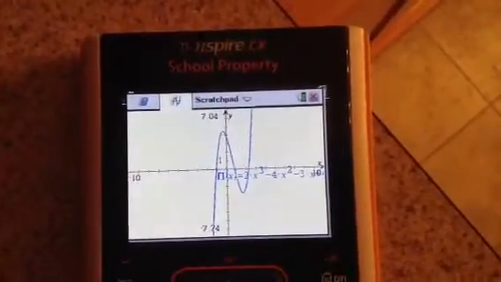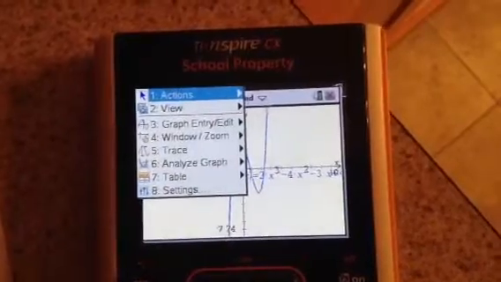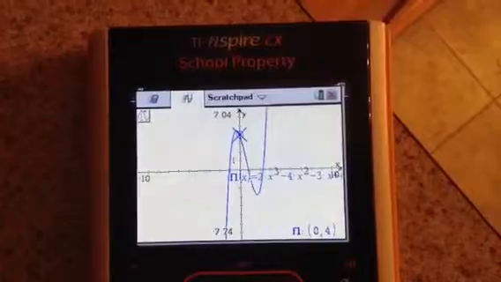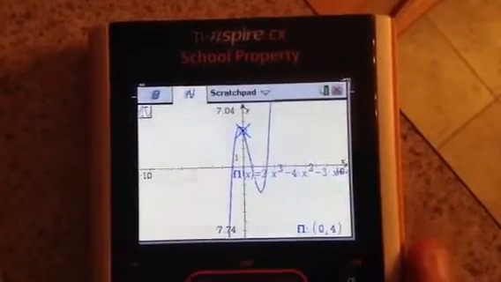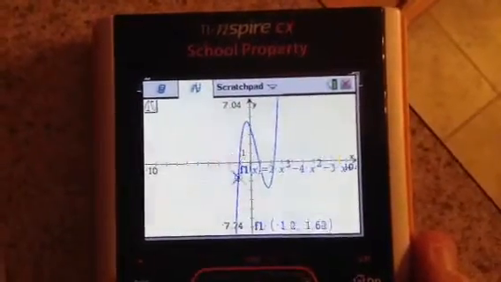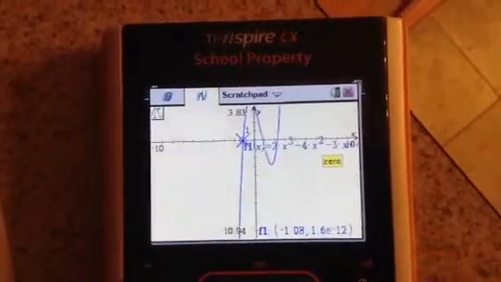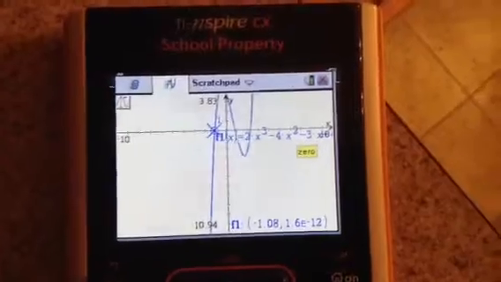So I'm going to go to menu, and I'm going to press number 5, trace, number 1, and I'm going to start scanning. So I'm going to go over here all to the far left first. Well, went too far. There's one. Alright, so negative 1.08.